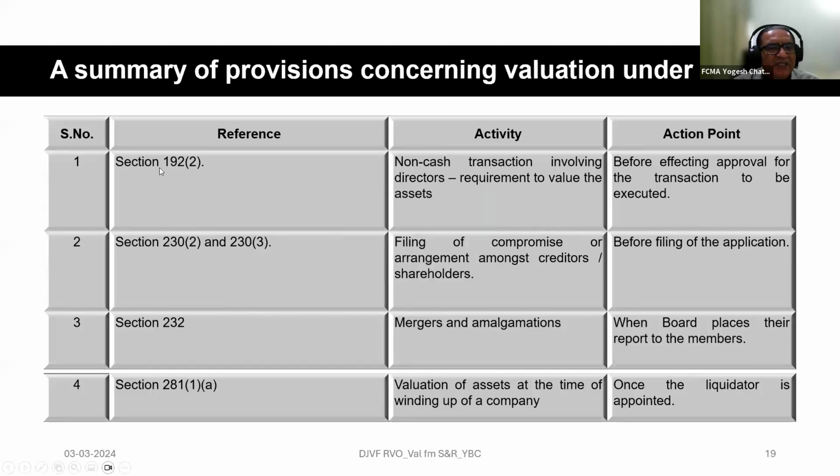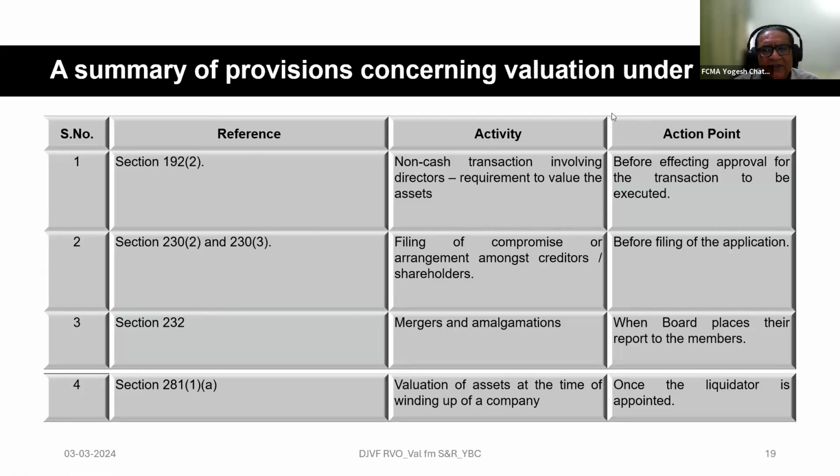As you can see, sir, this section 192(2), that is subsection 2 of section 192, is related to a non-cash transaction involving a director. That will require a valuation of the asset, which needs to be done before effecting approval for the transaction to be executed. That will require approval from the board of directors of the company. So prior to obtaining the approval, the valuation of that asset will be required. So that is very specific, sir.